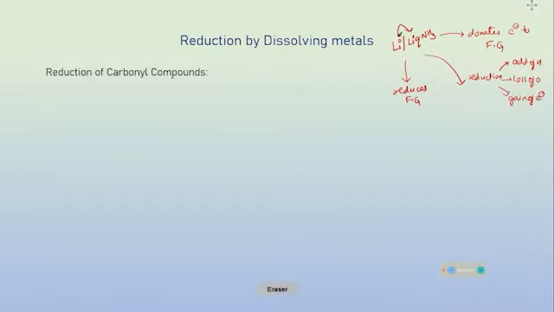Let's see reduction of carbonyl compounds. Carbonyl compounds are nothing but aldehydes or ketones. Aldehyde on reaction with lithium or sodium in the presence of a protic solvent like alcohol is converted to primary alcohol. Ketone on reaction with lithium in the presence of a protic solvent like alcohol is converted to secondary alcohol.